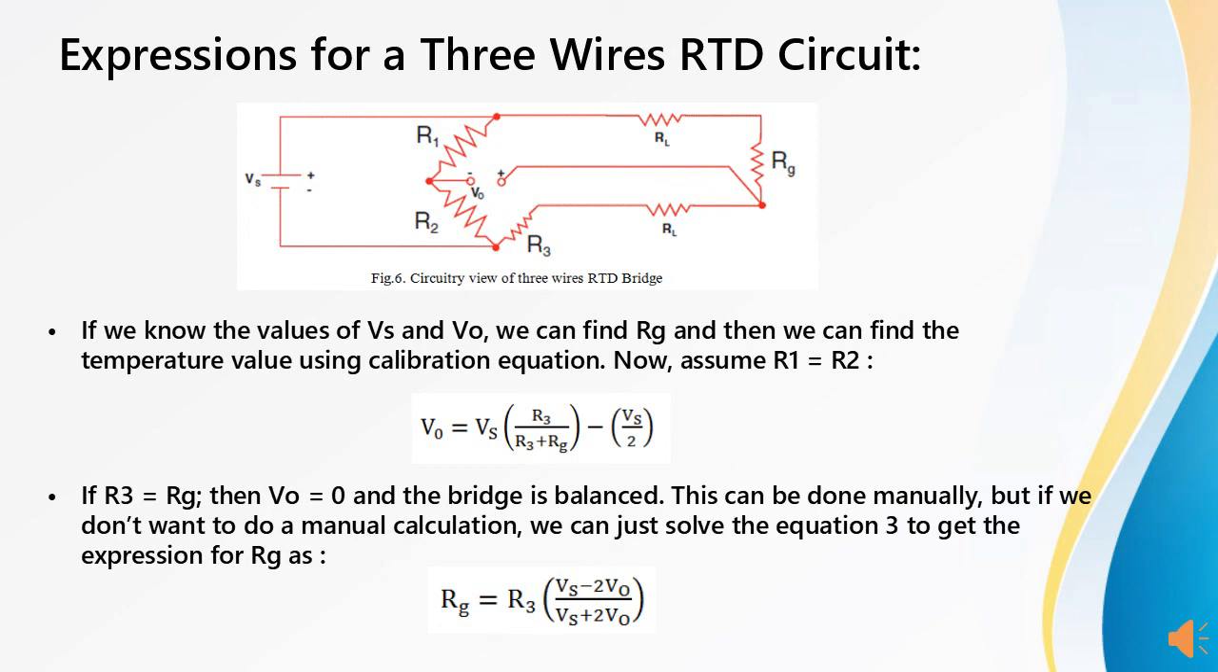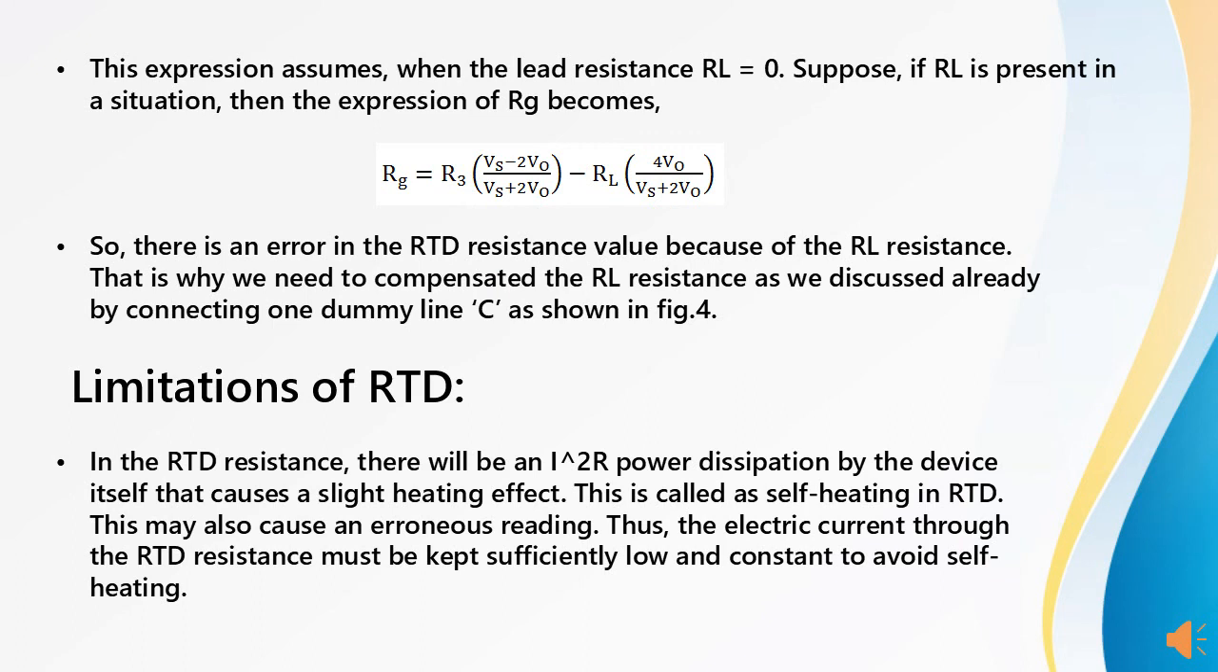If R3 is equal to Rg, then V0 is equal to 0 and the bridge is balanced. This can be done manually, but if we don't want to do a manual calculation, we can just solve equation 3 to get the expression for Rg as below. This expression assumes the lead resistance RL is equal to 0. Suppose RL is present in a situation, then the expression of Rg becomes as shown below.